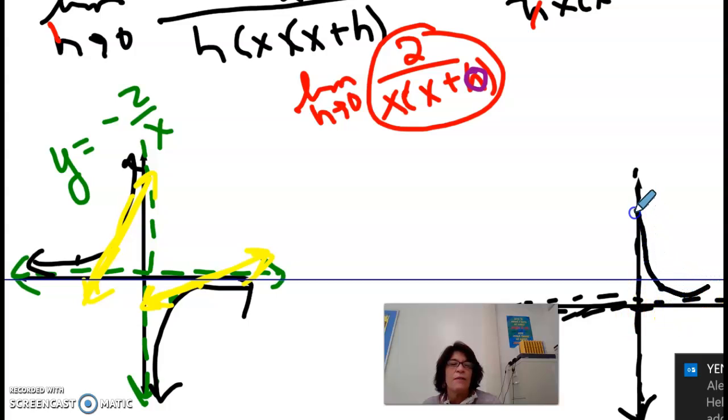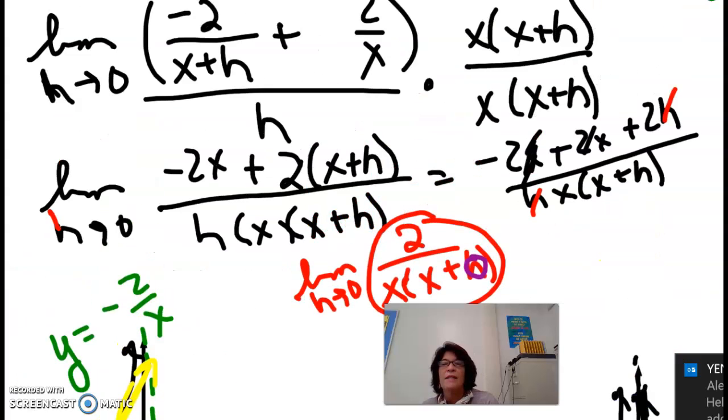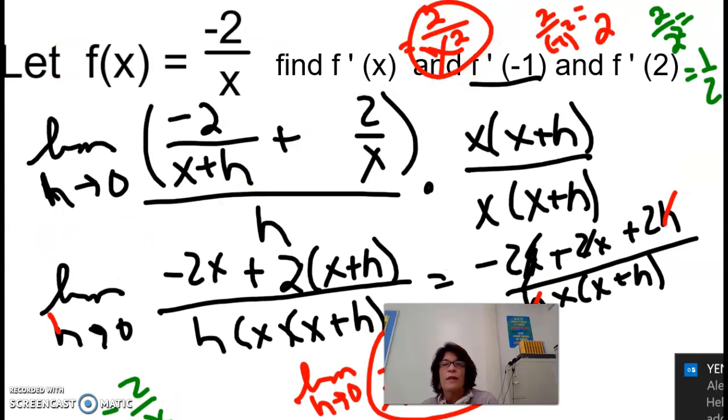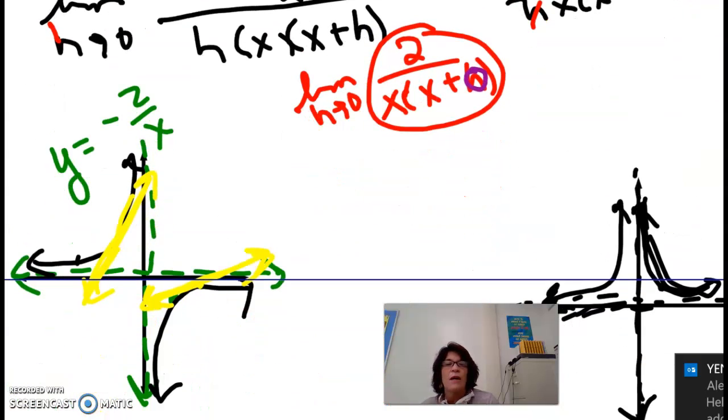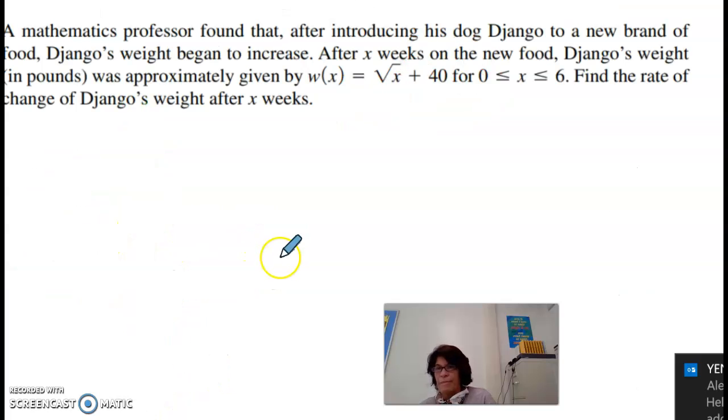Maybe I should graph this on Desmos. The other side is positive 2. What I want you to see is, again, the y coordinates of the derivative are always above the x-axis because of the x squared. It's 2 over x squared. This means that the derivative is always positive. That means the slope of the tangent line is always positive on our graph.